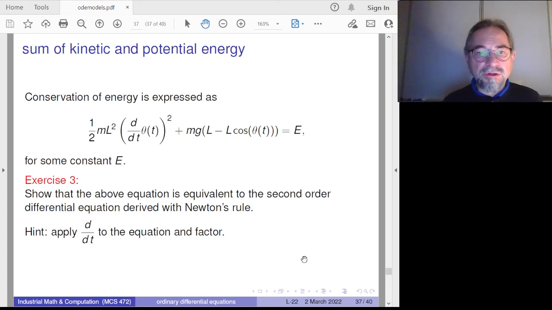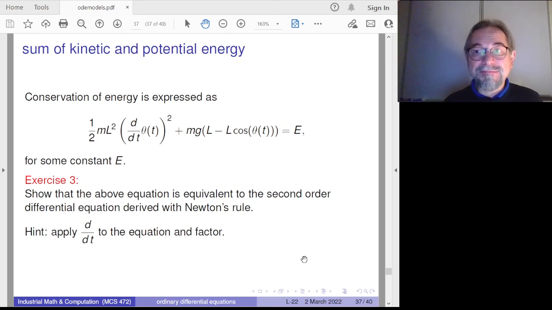So it has the velocity sitting in there. If we want to obtain the first equation, we need to get the acceleration. So the hint is to differentiate and then factor. You will get a more complicated equation. Now the derivative will simplify the right-hand side.